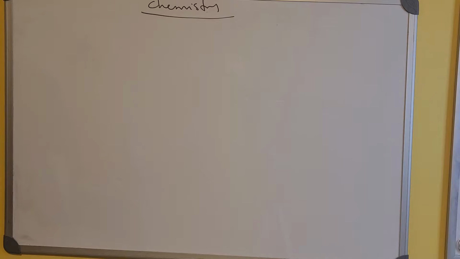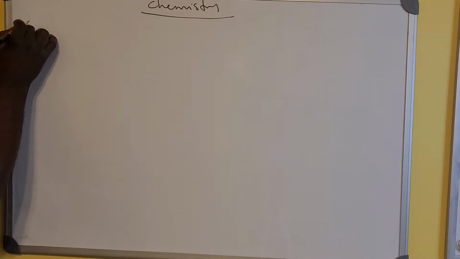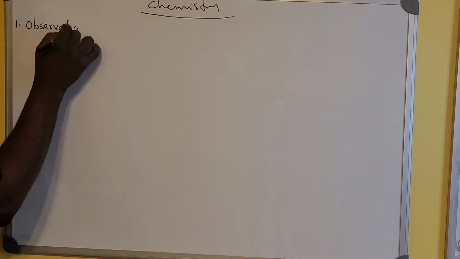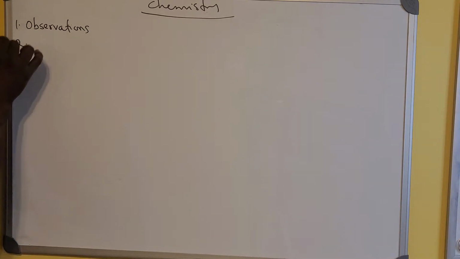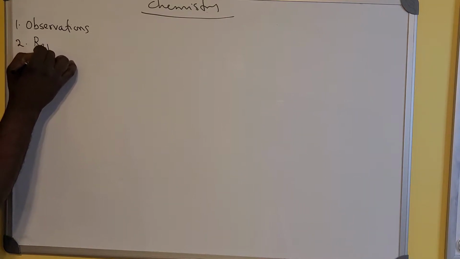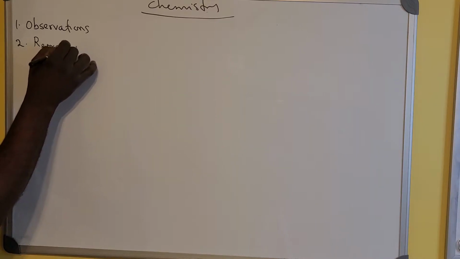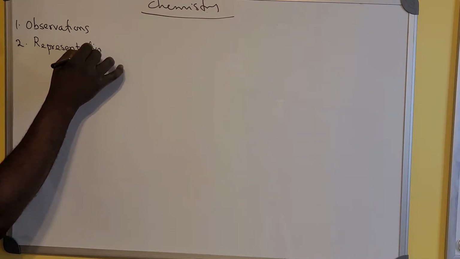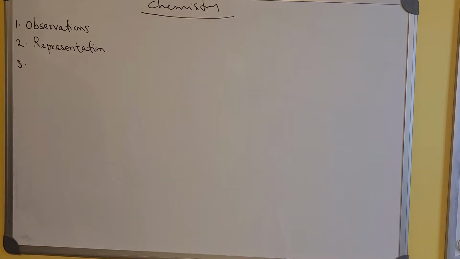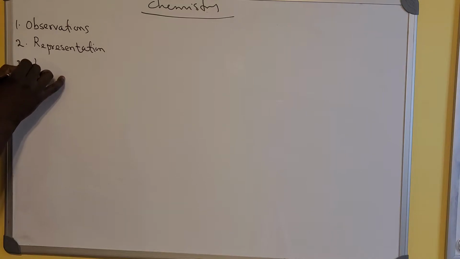So as a chemist, we work with certain principles. First, we do observation. Secondly, after we finish all our observation, the next thing we do is representation. And then the third thing after representation is interpretation.